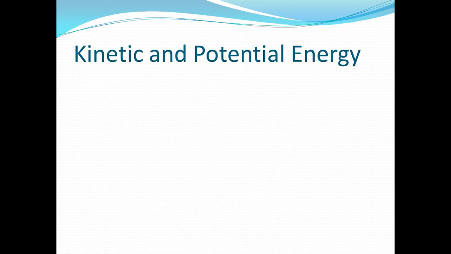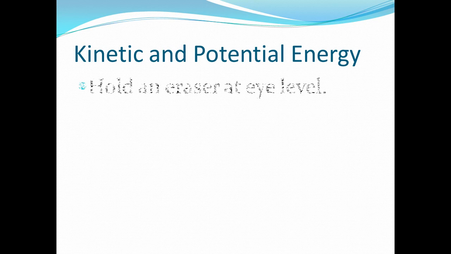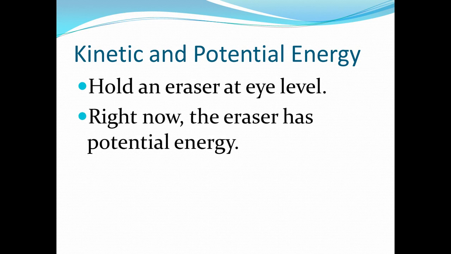Now there are two types of energy, kinetic energy and potential energy. So let's try an experiment. Take your pencil or an eraser or something and hold that straight out in front of you at eye level. What kind of energy does that have? Could it do work, or is it doing work right now? That's right, it could do work. So that has potential energy. It has the potential to move.